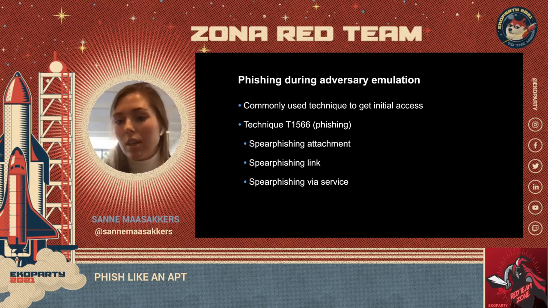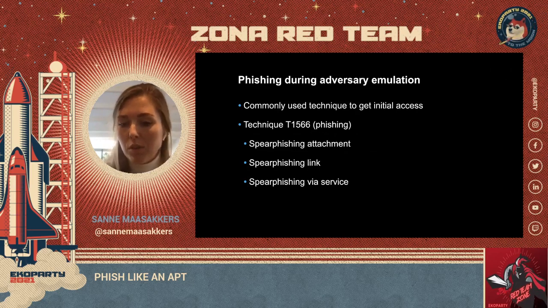The spearphishing attachment is just like what's here on the screen. You send an email, you add an attachment, like a malicious doc, for example a weaponized document, and you send it to the victim. The victim opens the attachment and gets infected. The second one is the spearphishing link. That's sending an email to the victim with a link in it. It could be to a credential harvesting page, a login page, or maybe a link that downloads a file.